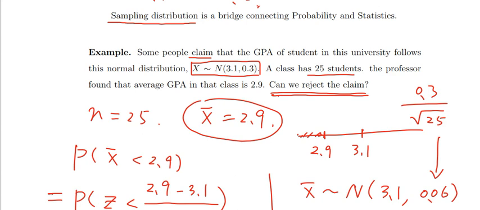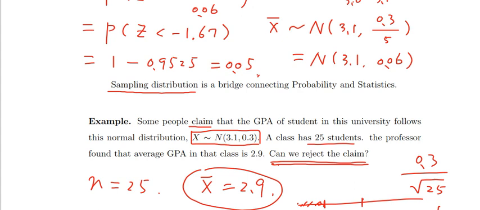So we can say sampling distribution is the connection between probability and statistics. Okay. From today's class, from later on, we will move to statistics. Before, we can regard those as all probability problems. What connects them is the central limit theorem, or sampling distribution.